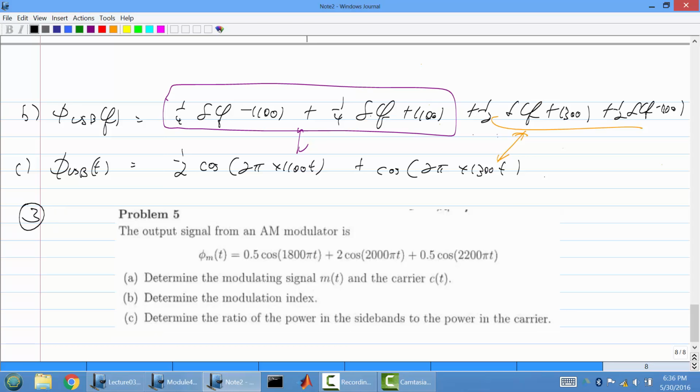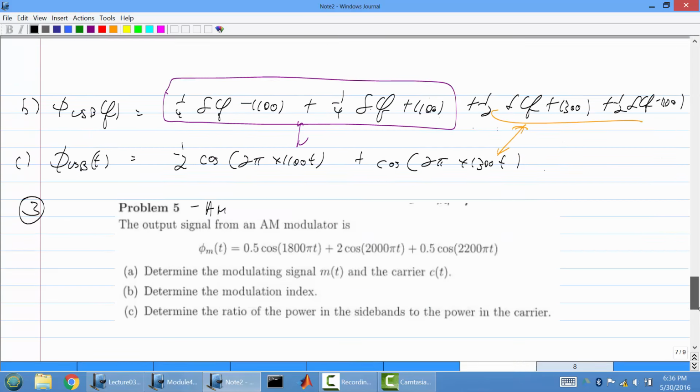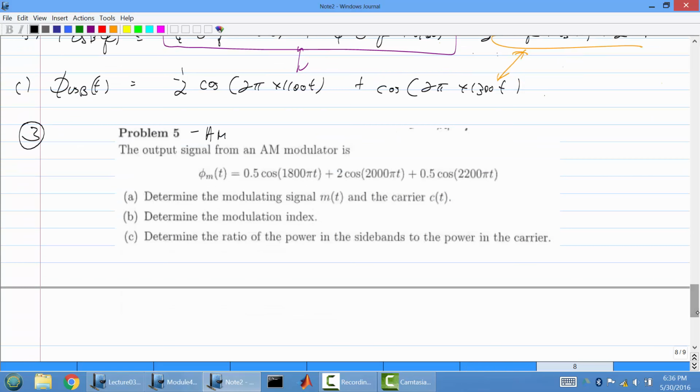Very good. Okay. All right, so we're going to take a look at AM modulation, or double sideband large carrier modulation. So we have this signal. This is the output signal of an AM modulator. What this is saying here is that this is not the message signal. This is the modulated version after you perform AM transmission. So this is the modulated output. This is what we see here.